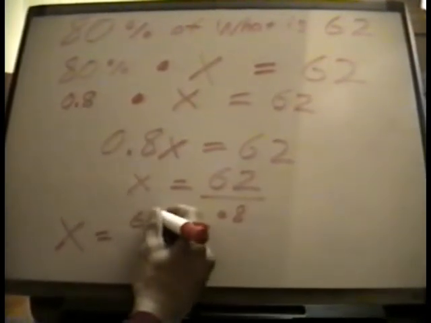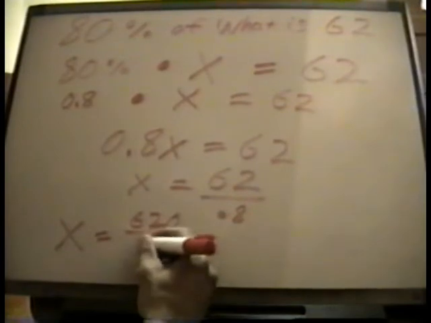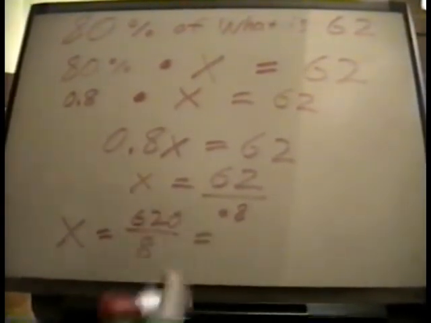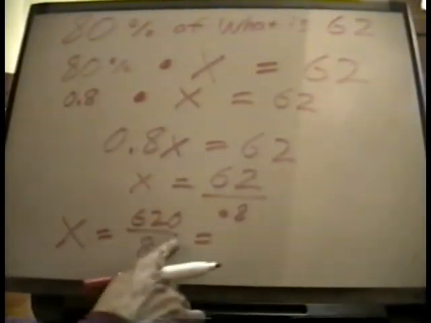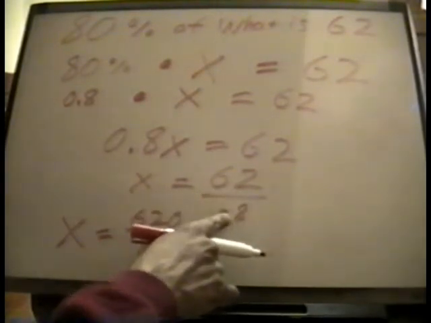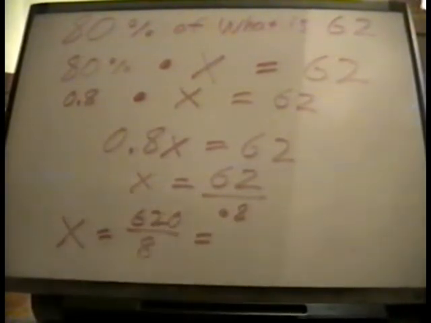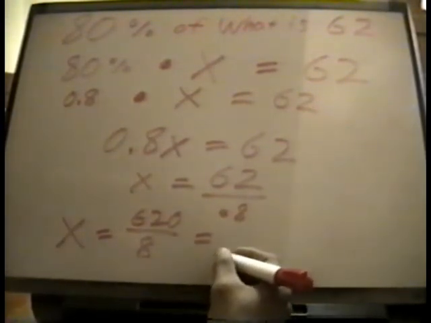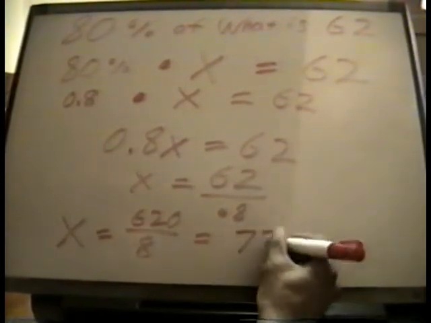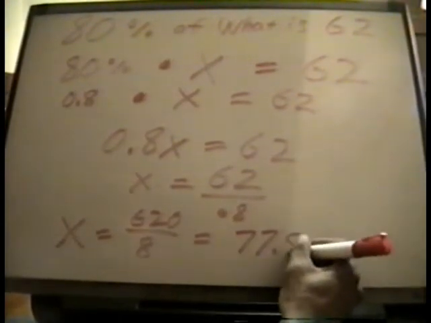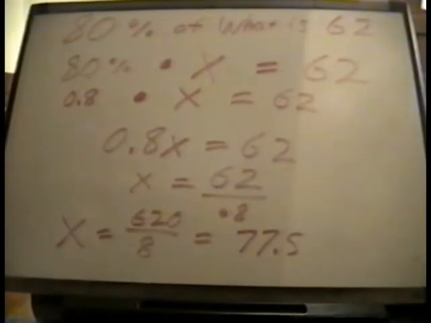So x becomes 620 over 8, which is going to give you the same result as dividing 62 by 0.8. It's the same as 620 divided by 8. So 620 divided by 8 is 77.5.